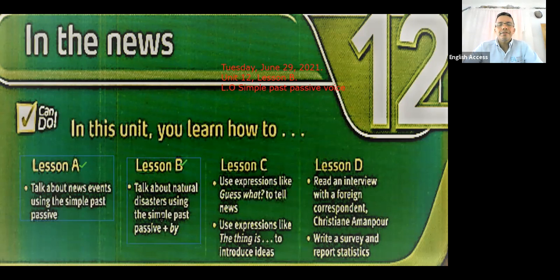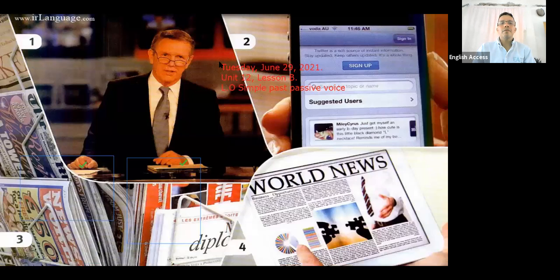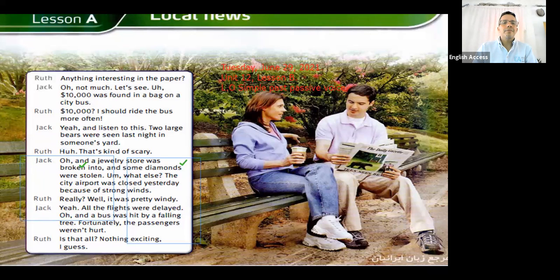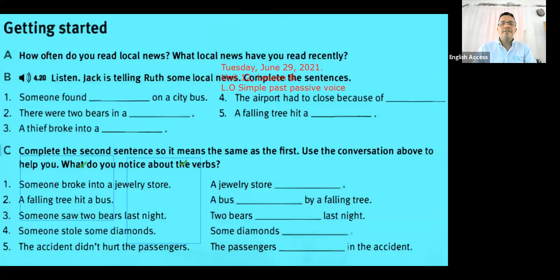We will continue talking about the same natural disasters using the simple past passive, but we are going to learn about the object when you mention by. That's what we said yesterday. You remember, by. When you mention who did it. All right. So we start with this, the opener. We continue talking about the news. We have pictures. We have reading. We did this exercise.